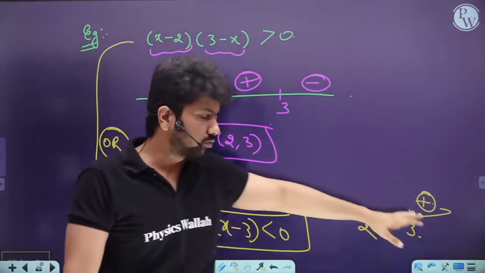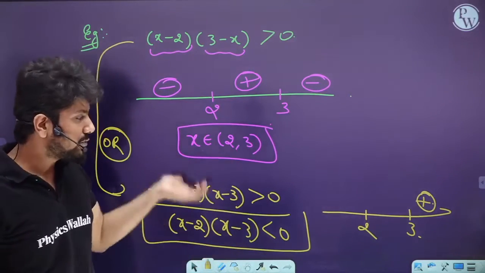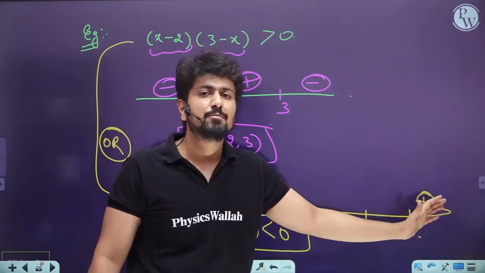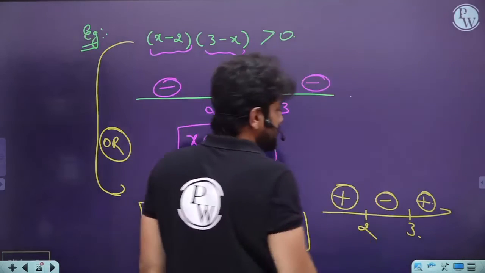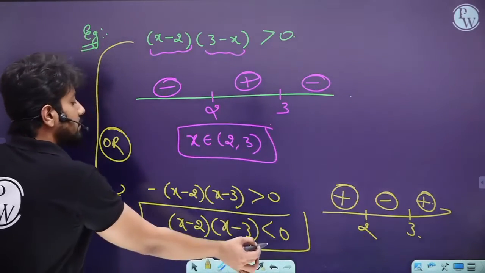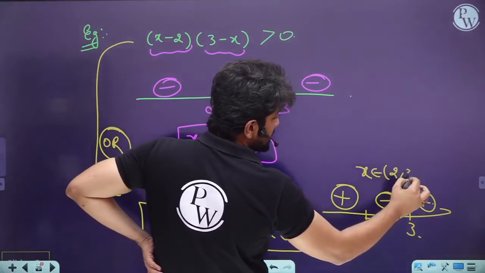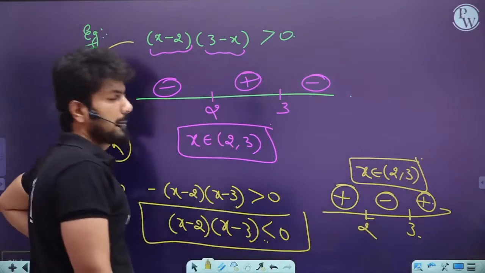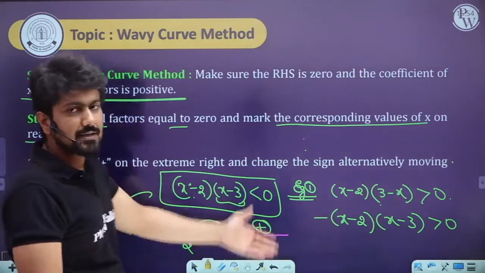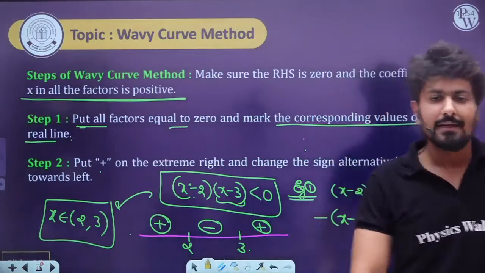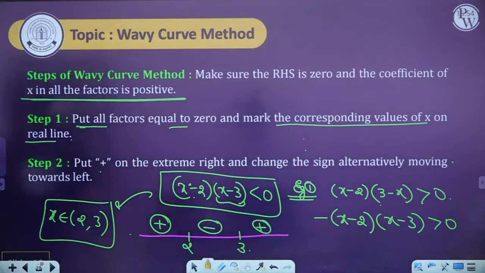But here we know, because the coefficient of x is positive in each of the factors, that definitely there is going to be a positive sign in the extreme right. And we need to simply change the sign. That's it. And what are we looking for? We are looking for less than 0. Between 2 to 3. Again the same answer. Okay, I hope you understood these steps. Have a look at these steps again, and now we will be solving many questions on the Wavy curve method.